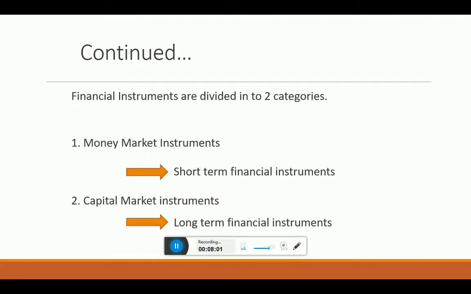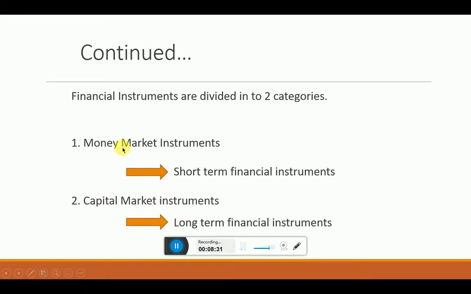So first, we are going to talk about the money market instruments, which are short-term financial instruments. Then we will have a discussion on the capital market instruments, which are long-term financial instruments. Money market also has debt-based financial instruments and equity-based financial instruments. Similarly, capital market also has debt-based financial instruments and equity-based financial instruments.